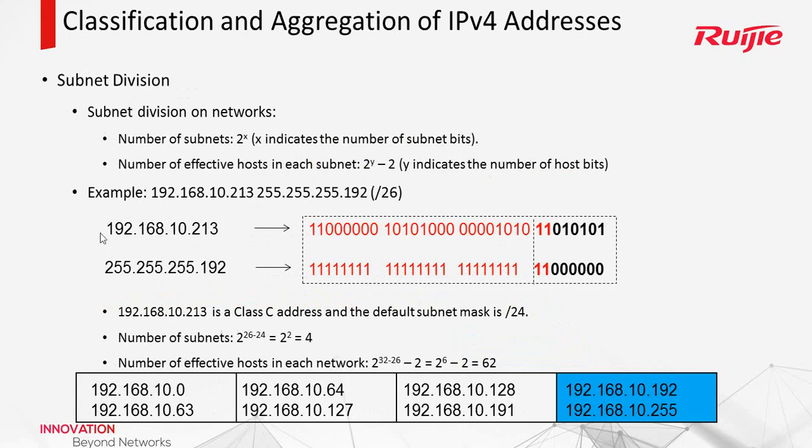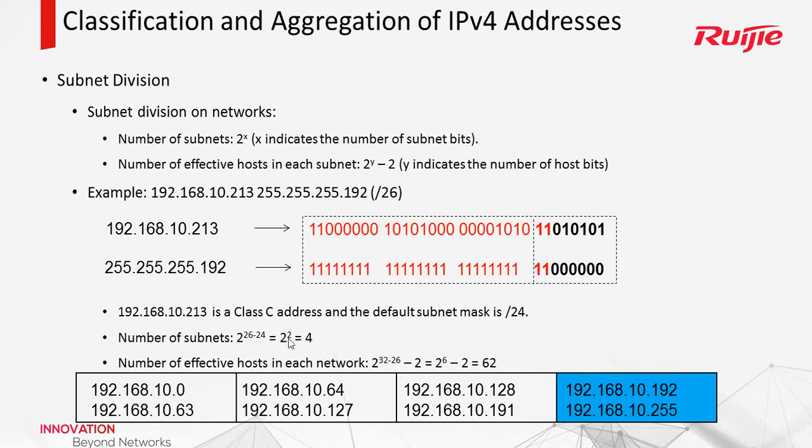Okay, here is another example: 192.168.10.213. Translate it, then translate the mask. This time we can find that it's not a 24 mask, so it's not a normal class C. In fact, it uses VLSM to divide it into a smaller network again. So we can see that these 2 bits were for the hosts before, and now they are for the network.